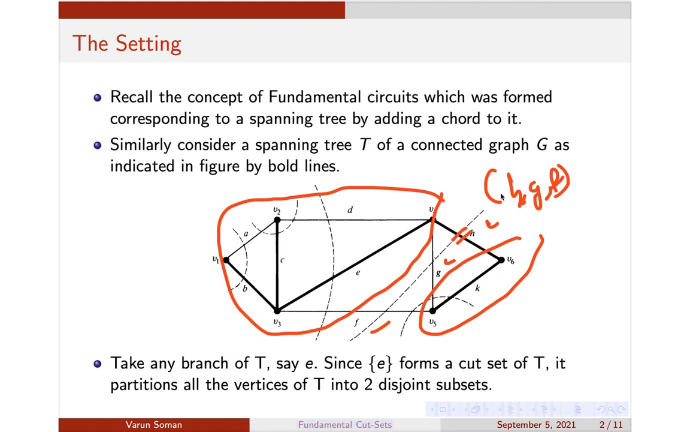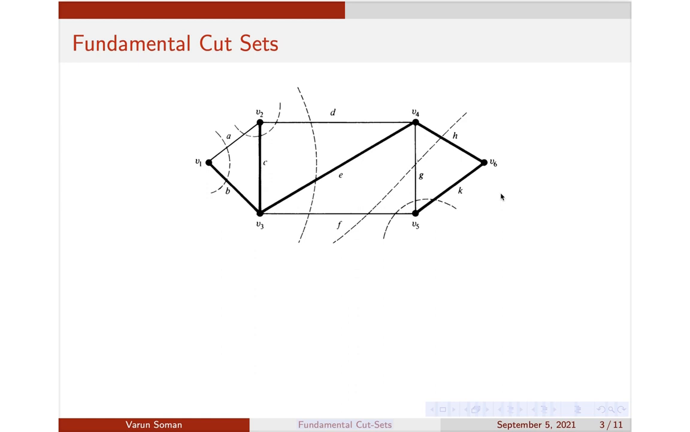So your fundamental cut sets are always defined with respect to a given spanning tree, and for each edge you can create a unique fundamental cut set. For each edge you will get a corresponding fundamental cut set. So for each edge there is a uniquely determined fundamental cut set. All the fundamental cut sets are marked here using the dashed lines. You can just verify it.